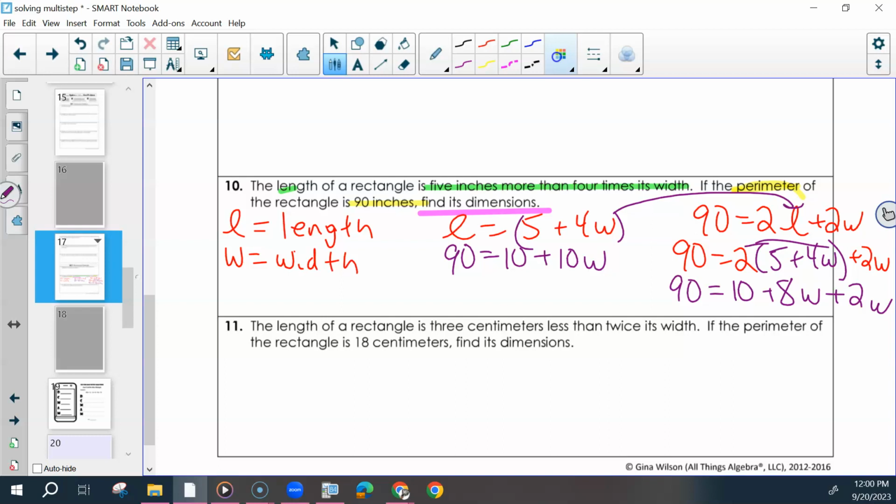Get rid of 10 by subtracting. And divide. Tell me what W is. Eight what? Inches. There we go.